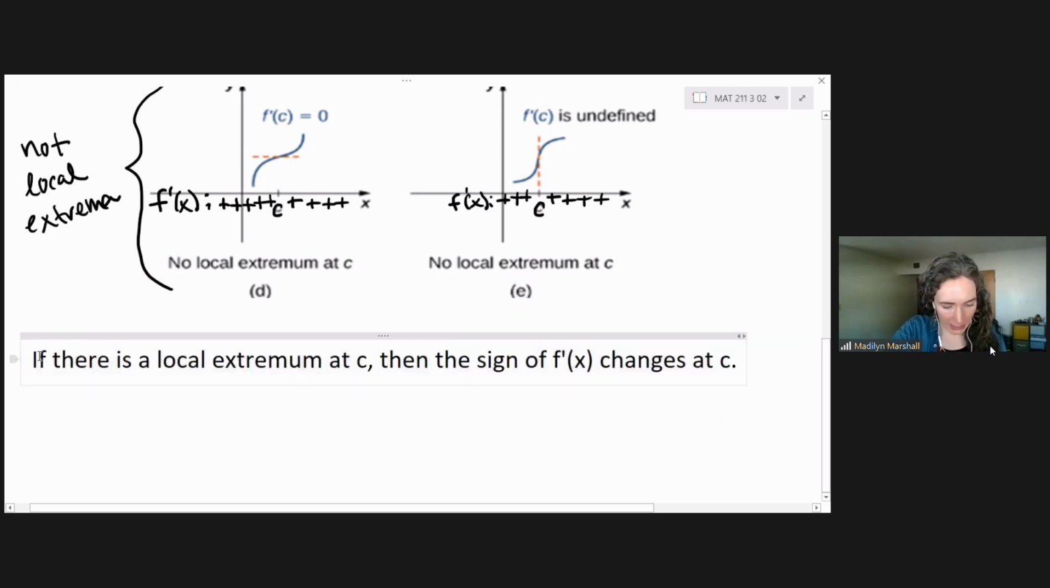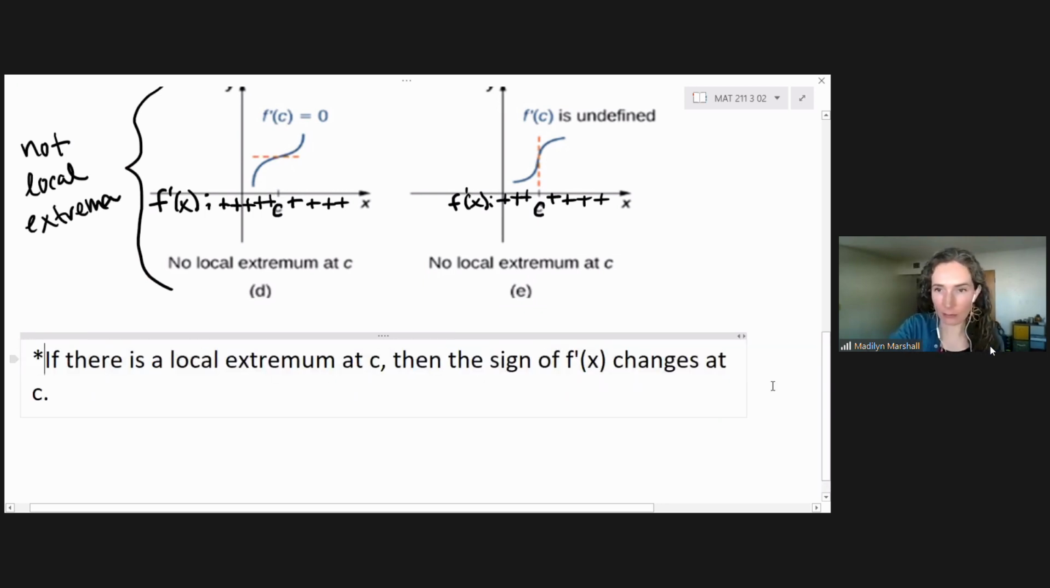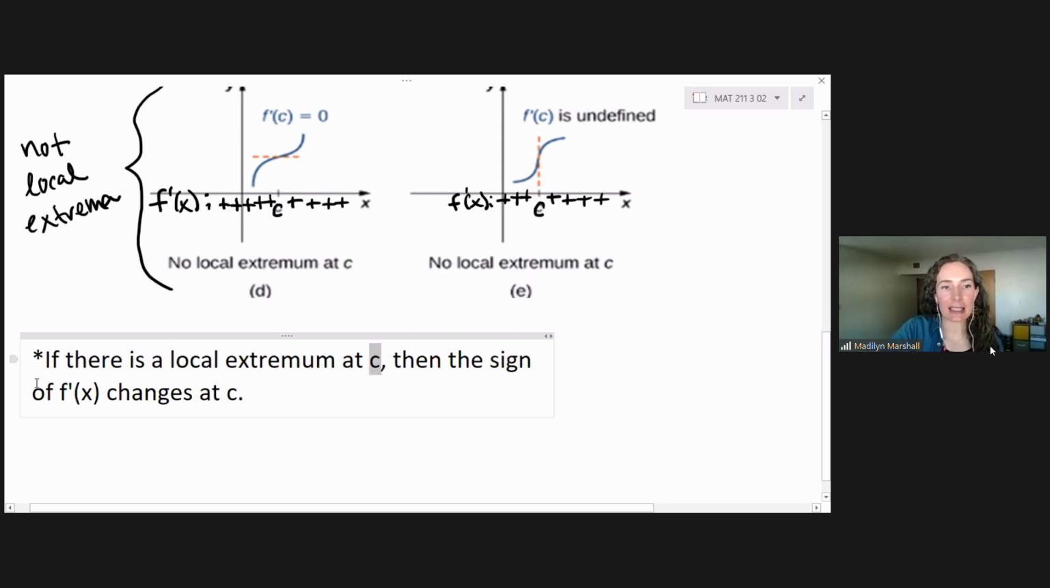So this is the key here. If there is a local extremum at C, which is going to be a critical number, then the sign of F prime changes at C, either positive to negative or negative to positive.